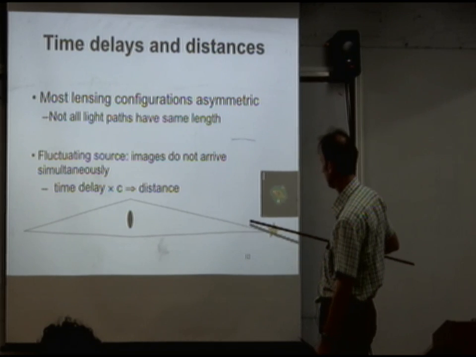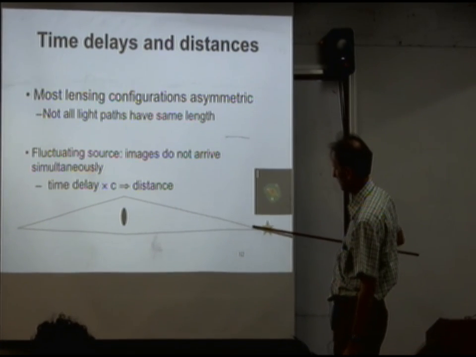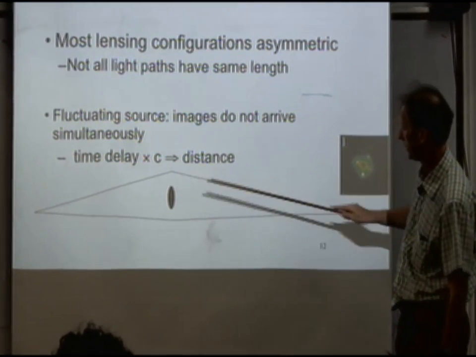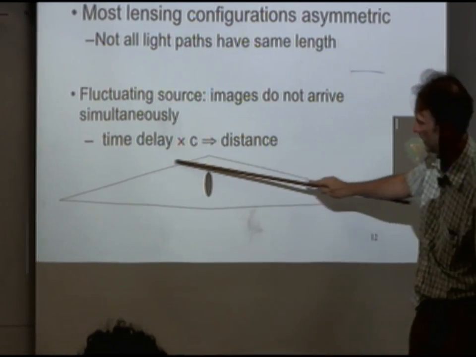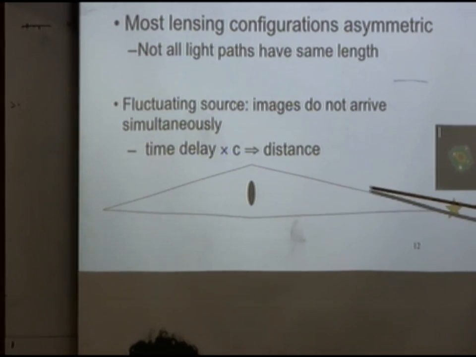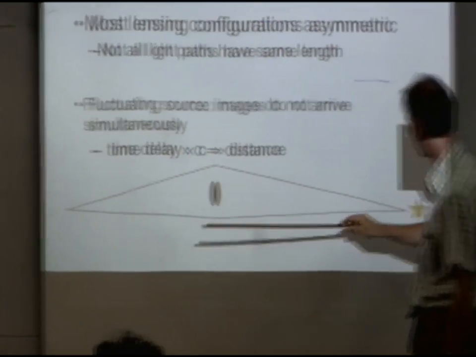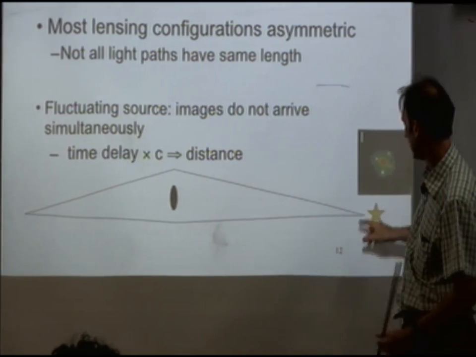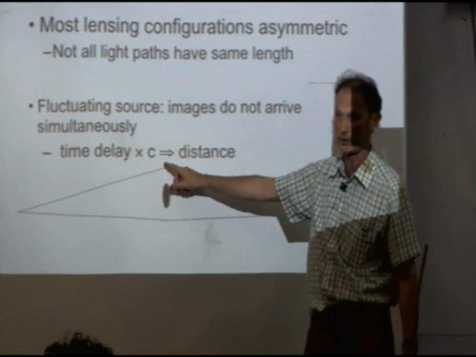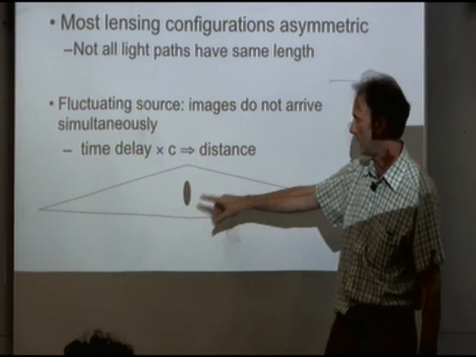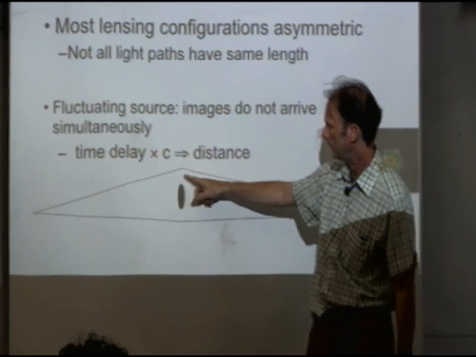We talked about it already yesterday, but if you have multiple images of a source, this is us, this is the source, these are the light paths, then you see just by eye that the lengths of the different light paths are different. This looks like a longer way to get to us than this. And this means that light that comes along here will arrive at a different time from light that comes along here.